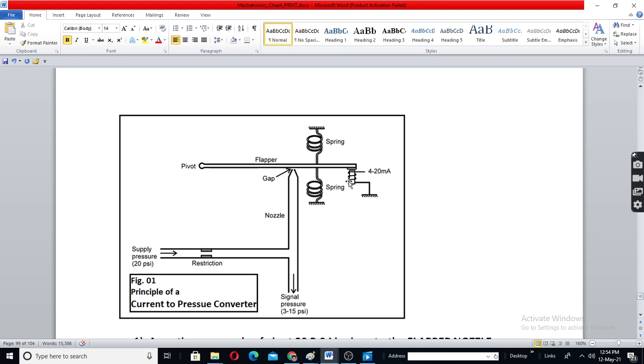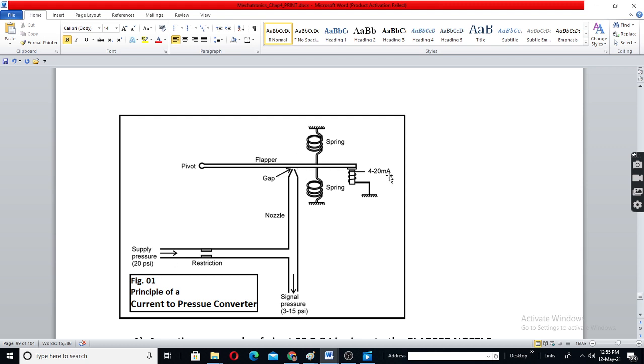When we give current, the flapper will come down and close this nozzle, holding it firmly. When there is no current, air will be leaking here. Supply air, say at 20 pounds per square inch pressure, is coming, and you get output here. Some of the air will be wasted. We are getting a controlled output by wasting some of the air.